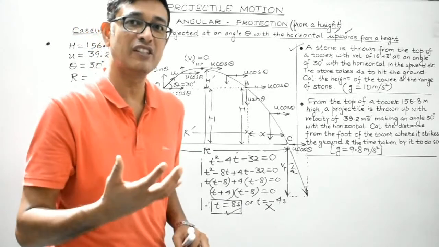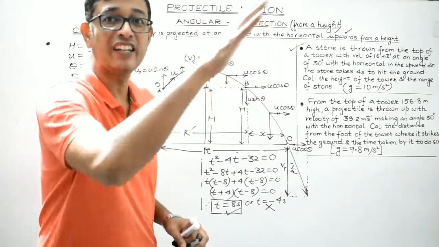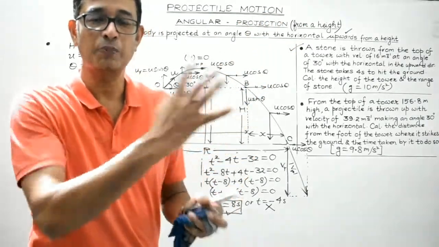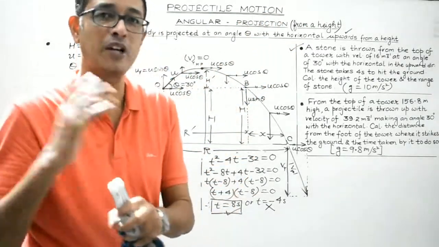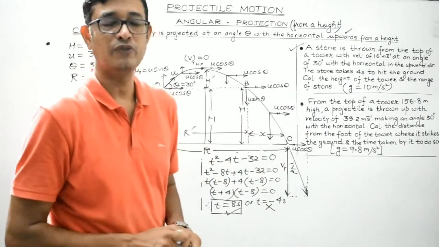In the next lecture, we'll discuss case 6. That's the case of projection on an inclined plane. That's again a topic which is very important from competitive point of view. Basically, it's important from IIT point of view, right?